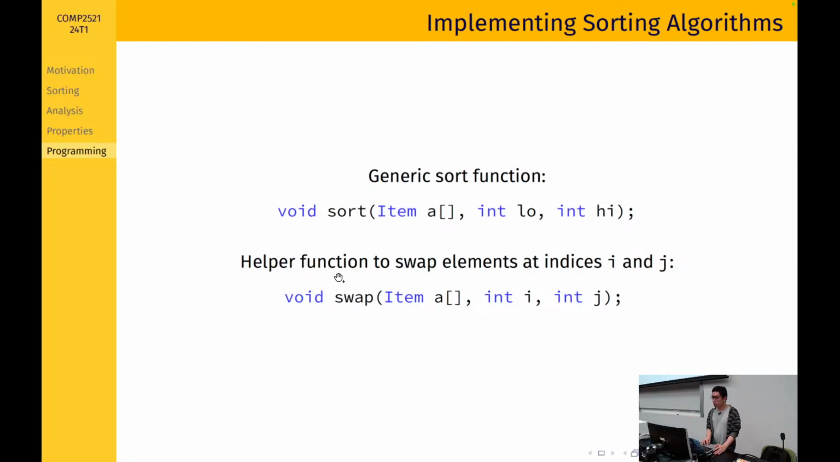We'll also often need to swap things. So we're going to have a helper function to swap elements at two indexes. This function here will swap elements at indices i and j.